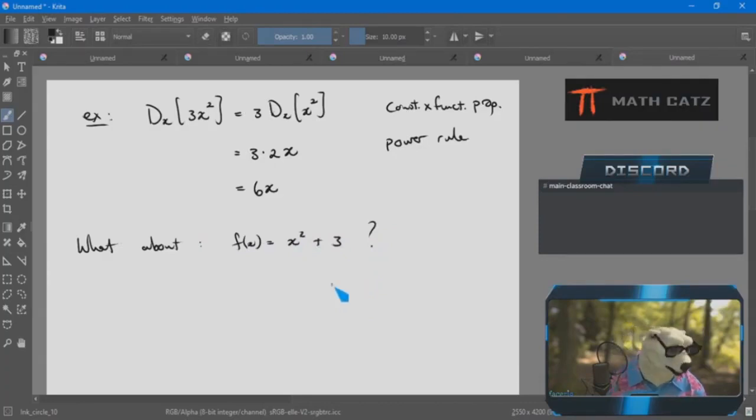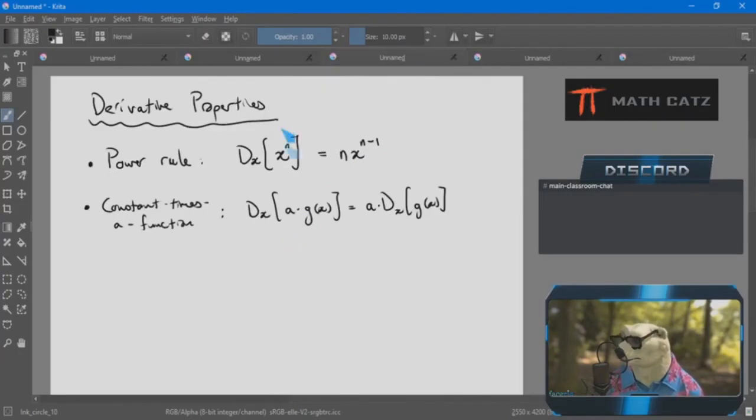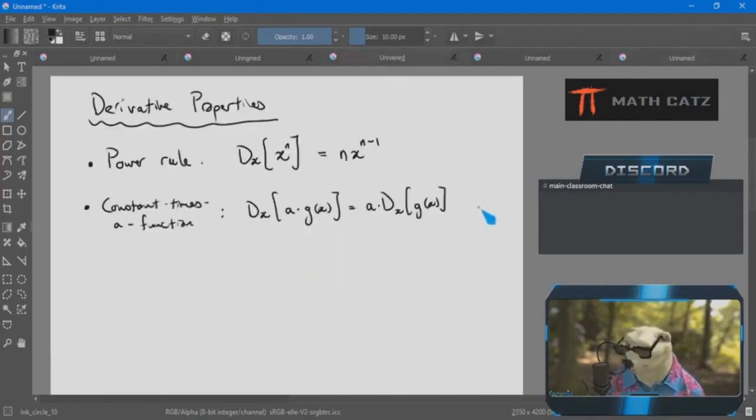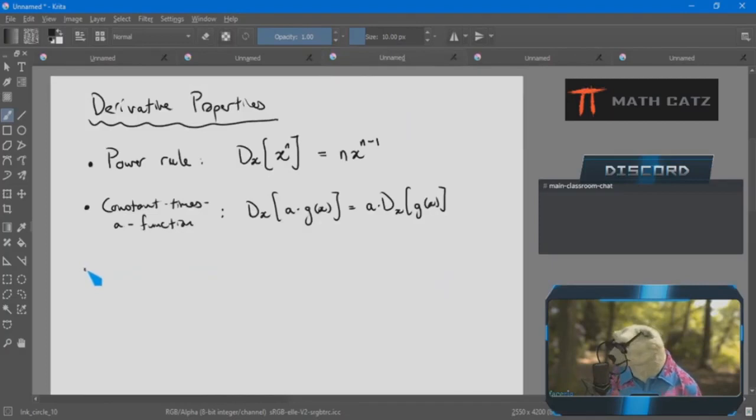For that, I need more properties because I need to isolate the pieces that I see in this function. The derivative properties that I have so far don't handle when things are added together. So I need more properties. Now, those properties need to be proved by the limit definition. It'll look very similar to this, but not exactly the same. Know that those limit proofs are out there. We're just not going to look at each one of them because it's not the focus.